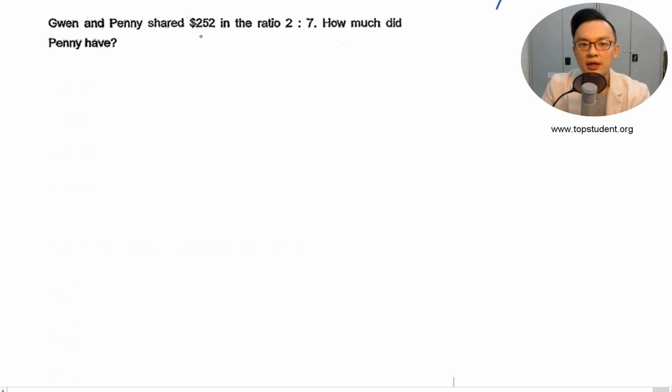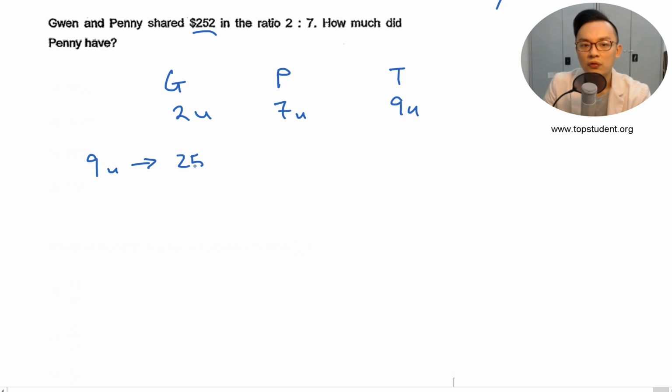Gwen and Penny shared 252 in the ratio 2:7. So you have Gwen, you have Penny, and you have the total. So the ratio is 2:7. Total is question mark. Alright, total is 7 plus 2. Alright, 2 units, 7 units. 7 plus 2 means 9 units. And 9 units is actually 257.